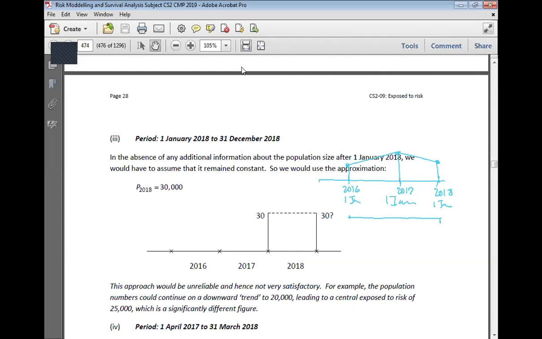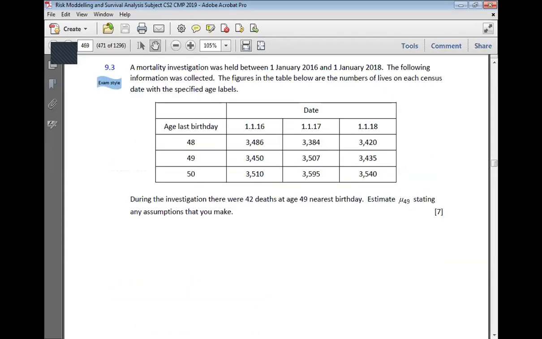Now let us try to do this question. 9.3. Who would like to read this? The screen is frozen, ma'am. Oh, again, some internet issue. Oh, no. I paused it myself. Now can you see?